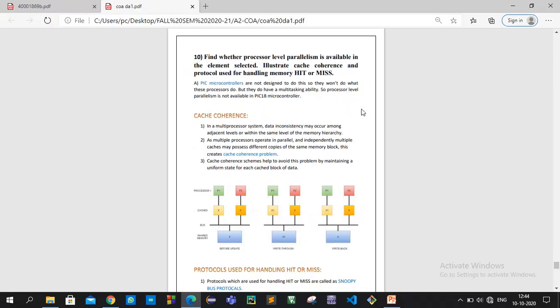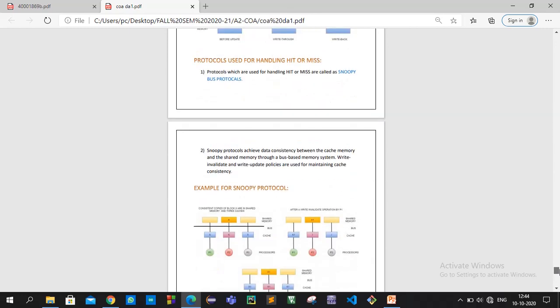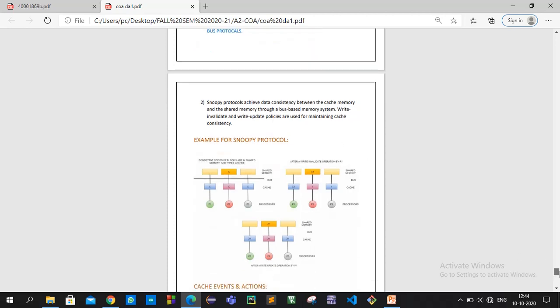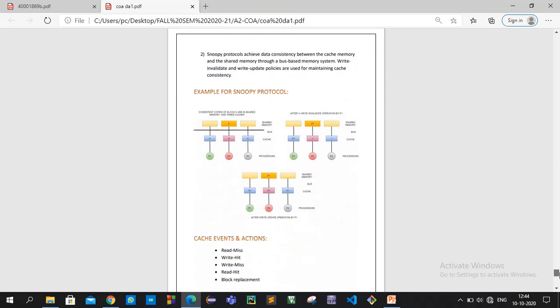Coming back to the DA, this is the information about cache coherence, and this is the method which I found from Tutorials Point, and I used Draw.io to draw these diagrams. These are all the protocols used for handling hit or miss, and this is an example of one of the protocols, that is Snoopy protocol, and this is how the Snoopy protocol works.